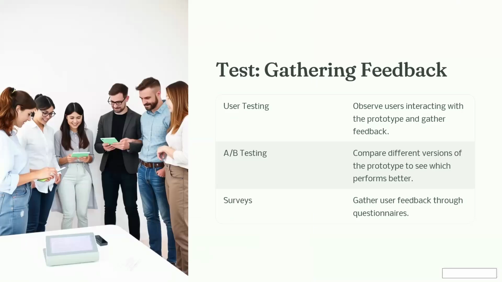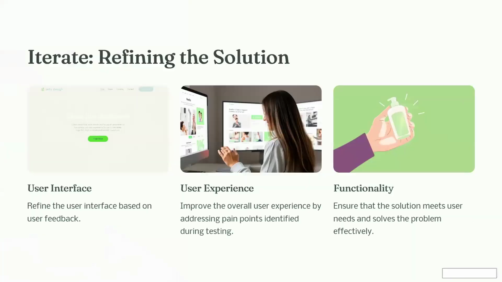Then the last part is testing. Under testing, we have user testing: observe users interacting with the prototype and gather feedback. Then we have A/B testing. A/B testing is where you have version A and you have version B, and you compare both to see how they are doing in the market space. So that's A/B testing. Then survey is where you gather feedback through questionnaires.